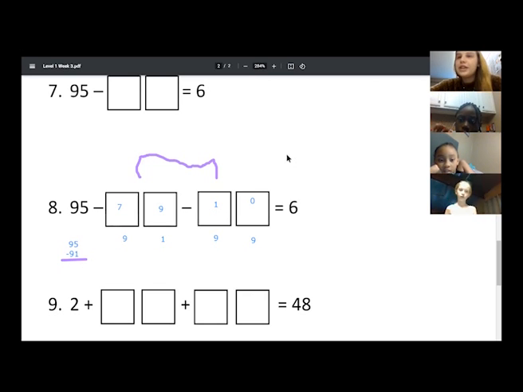Sorry, McKinley, what did you say? It's gonna give us 4, because I got 9 minus 9 equals 0 and 5 minus 1 equals 4. Yeah, you're right. It is going to give us 4. So then we would have to do 4 minus 99. Can we do 4 minus 99?